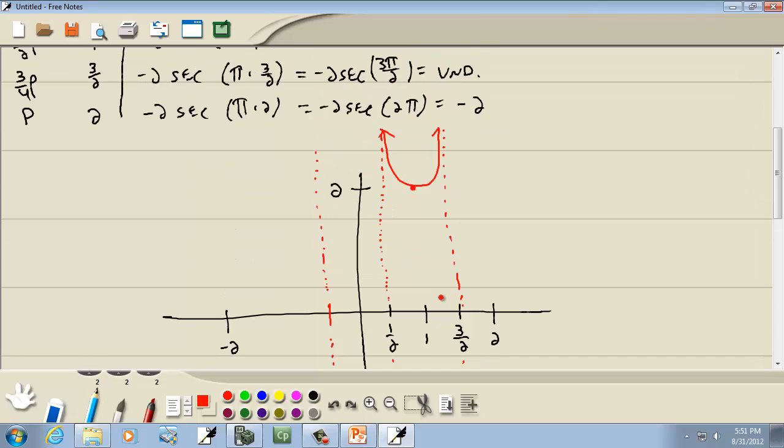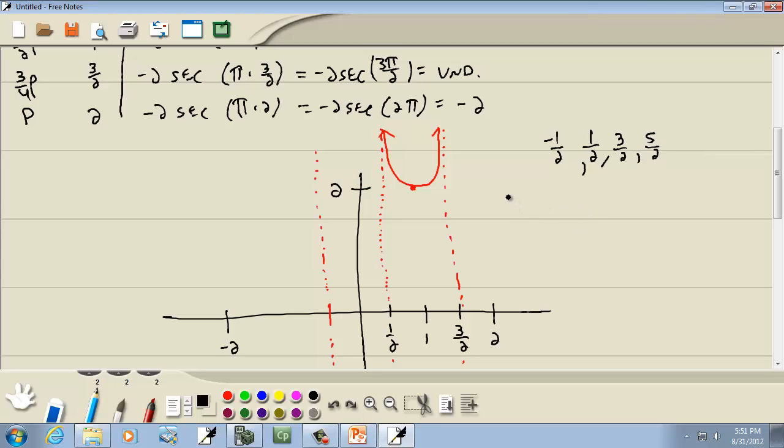Okay, now let's talk about our domain and our range. Now, when you look at these, the cotangent, the tangent, the cosecant, the secant, they all have places where they're undefined. Specifically, this is undefined at 1/2, 3/2, and -1/2, right here. And if I kept going, this would be 5/2 and so forth.